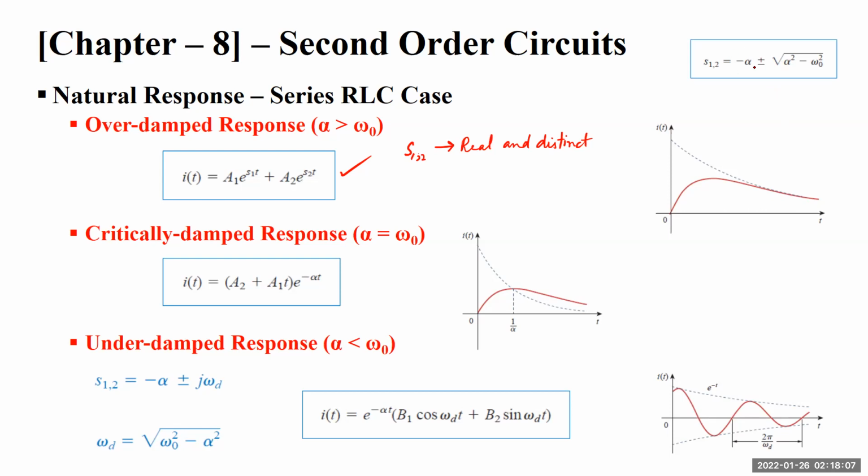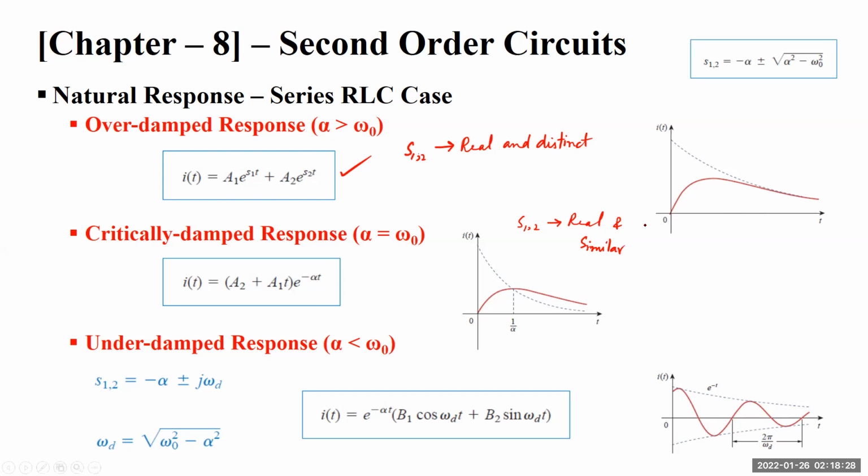Remember, this is the solution for our characteristic equation. For the critically damped response, it comes when we have alpha equal to omega naught, and when our alpha is equal to omega naught, our roots are real and similar.